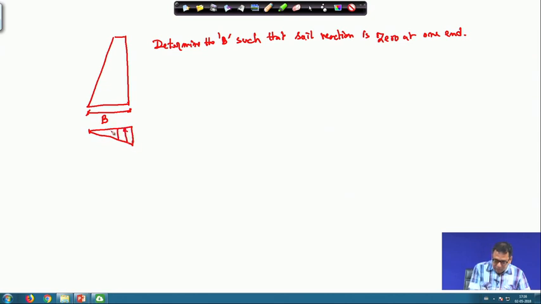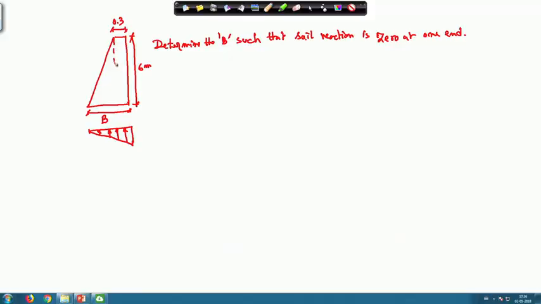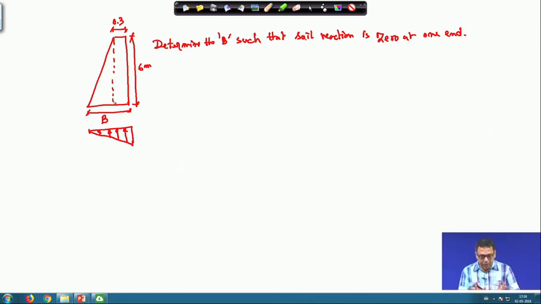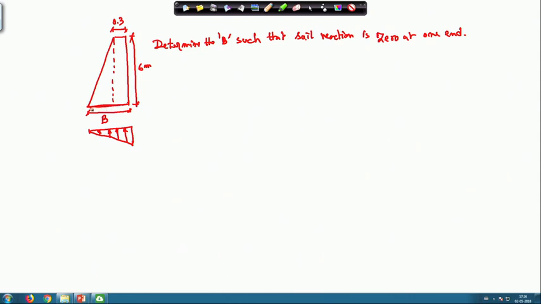So, what you have to do in that case? We know this value, say 0.3, this H value is also known, say 6 meter, the unit weight of concrete and the unit weight of soil are all known. But we do not know the B value. So, there is a possibility that this weight can act on this side of the center line or on that side of the center line.